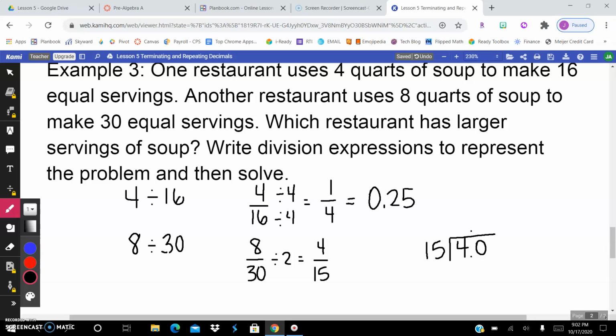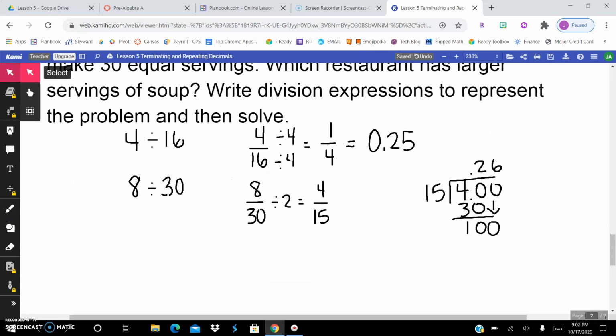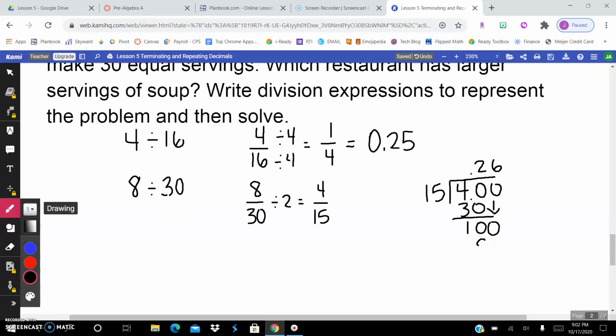Now 15 goes into 40. Well, that would happen not 3 times, that would only happen twice. 15 times 2 would be 30. And subtract that would be 10. I have to add another 0 to bring down. 15 into 100 would be 6. And 15 times 6 would be 90. And I bring that down, I subtract, I'm going to have 10 left over, I'm going to add a 0.